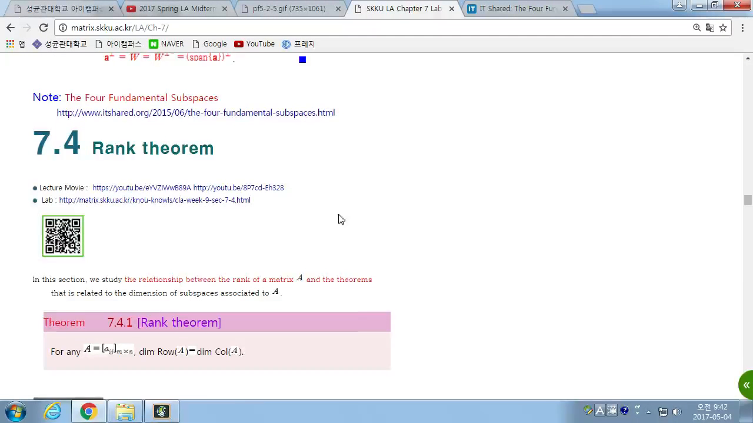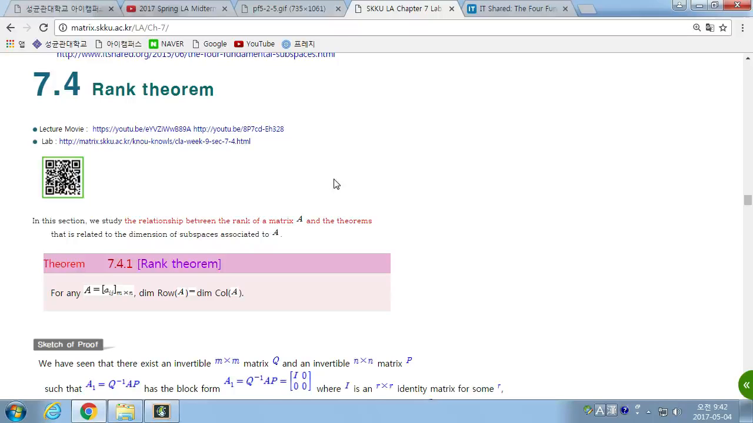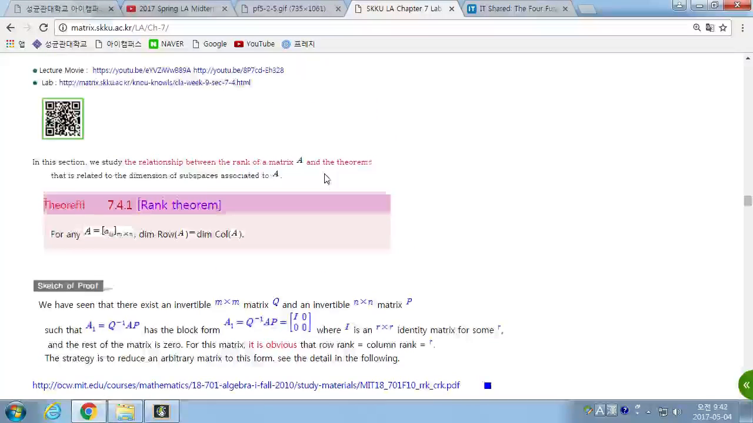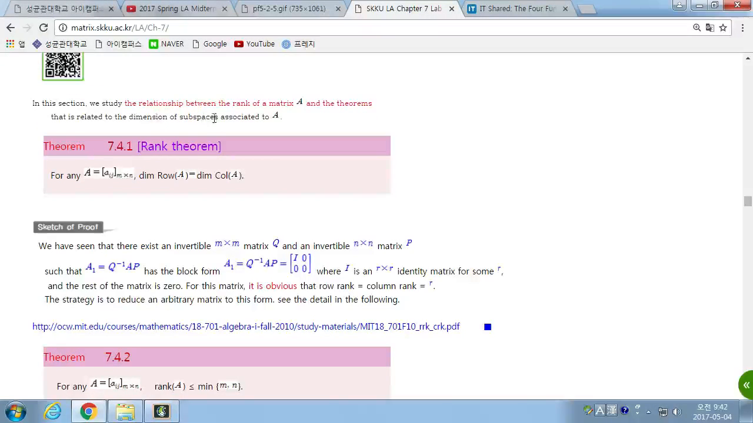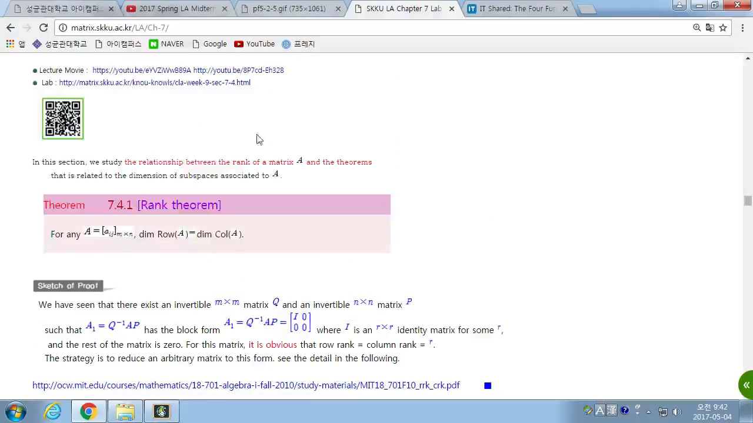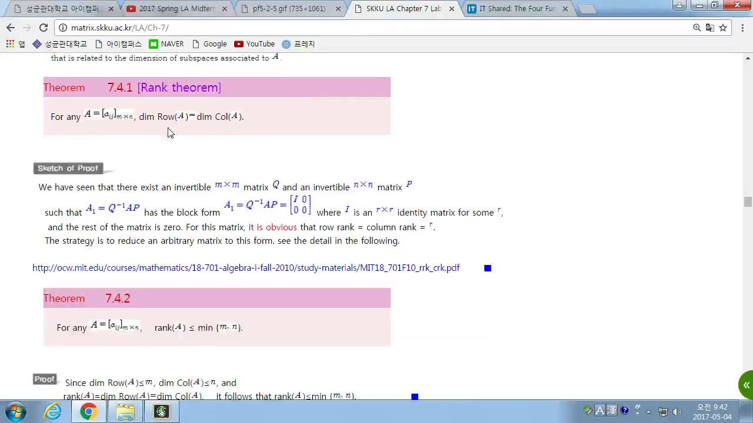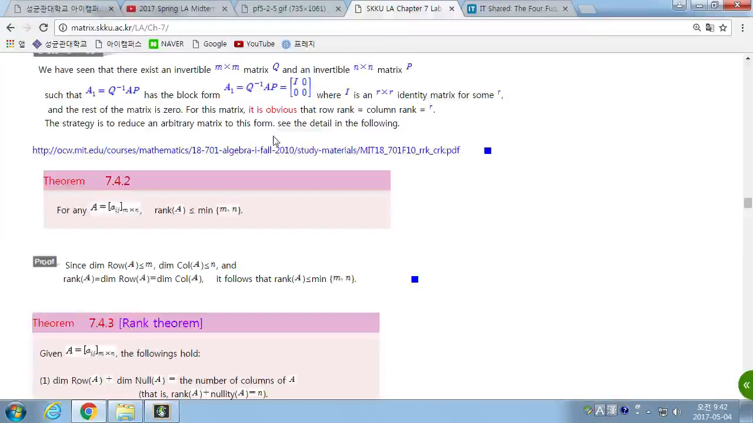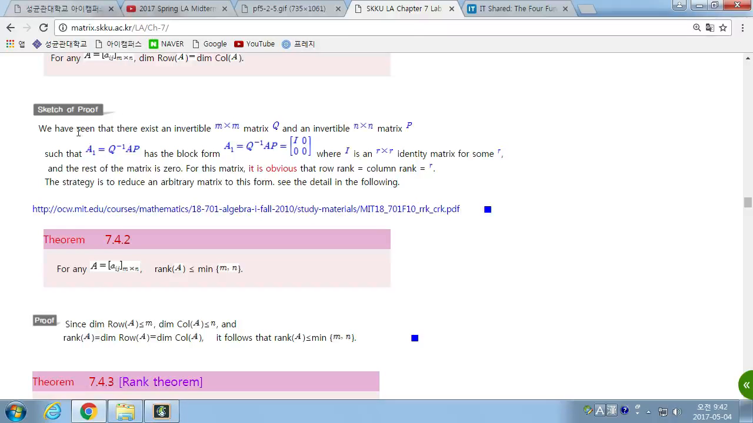오케이. 자, next. 7.4. Rank theorem. The relationship between rank of A. First, the dimension of row space of A is the same as the dimension of column space of A. 내가 이미 설명했죠? 오케이? Column space의 dimension, row space dimension. The reason is, if you have an M by N matrix A and invertible matrices Q and P, such that A1 is equal to Q inverse AP, then A1 can be written as this.